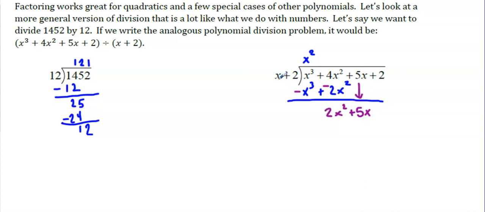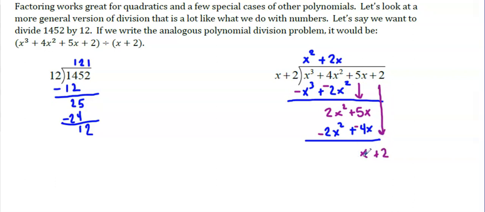All right, now I need to see what do I multiply to x to get 2x squared. Well, 2x times x gives me 2x squared, so I'll put plus 2x. 2x times 2 gives me 4x. Now I subtract. 2x squared minus 2x squared, good, those are supposed to cancel. And 5x minus 4x gives me an x, and I'll bring down this 2.